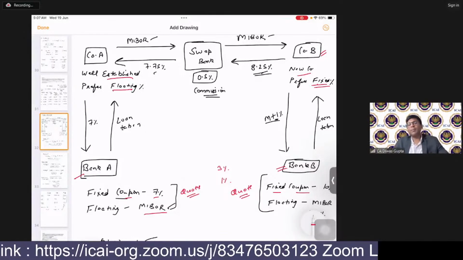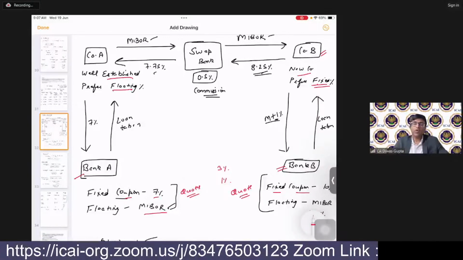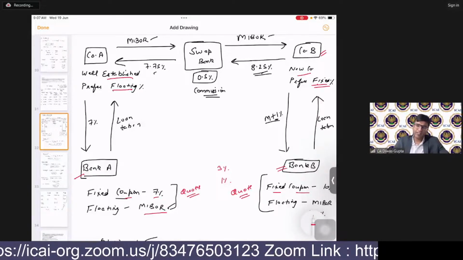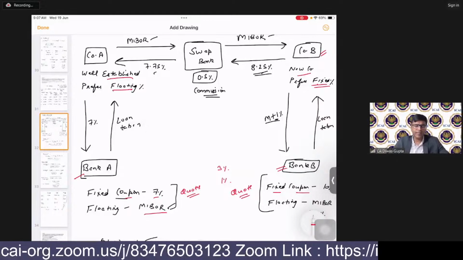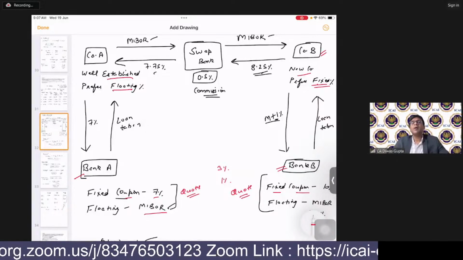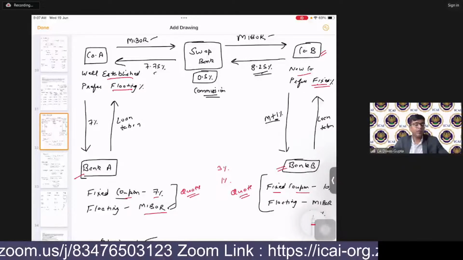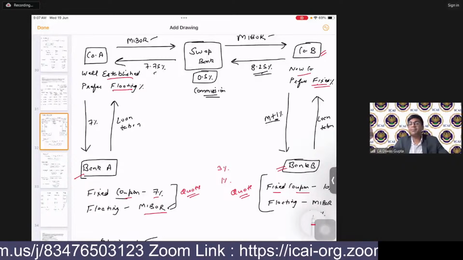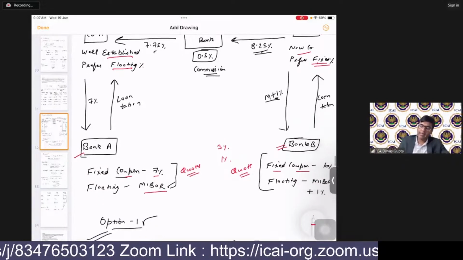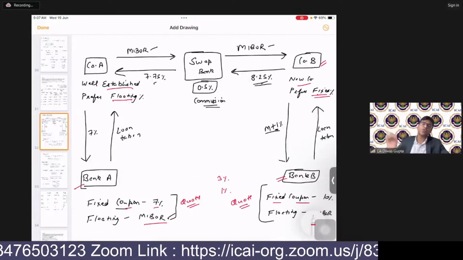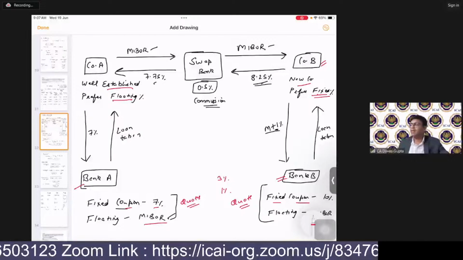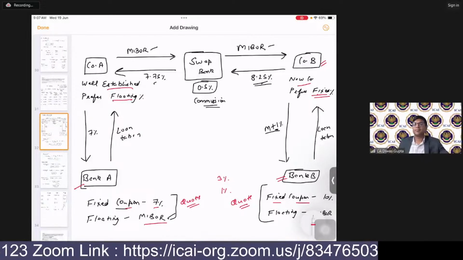Similarly, company B will go to bank B and it will say, oh, this is your final quote, fixed coupon. I will take preference as 10%, I will borrow at 10%. Simple. But what if we do some interesting things here, and make the overall cost of borrowings for company A and company B lesser than that.